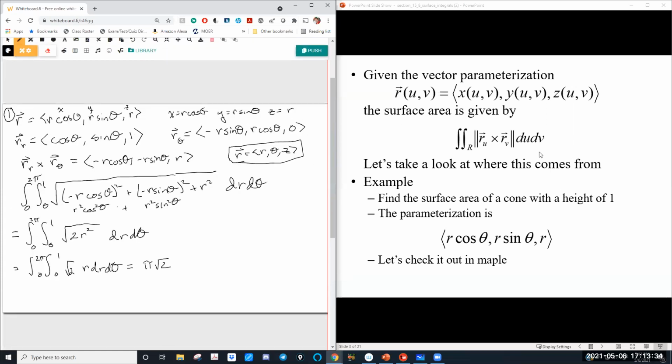But yeah, we could have just done U cosine V, U sine V, and V. Sorry, U cosine V, U sine V, and U. I just happen to have it written up this way.